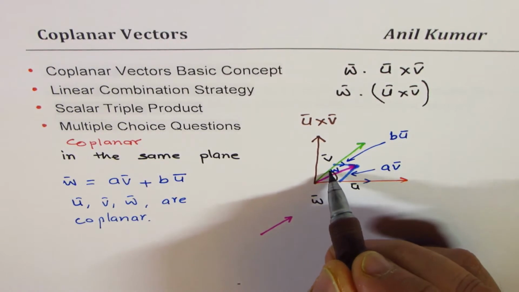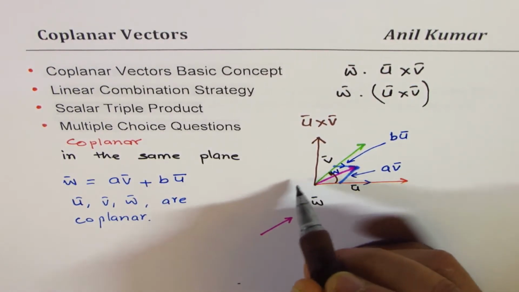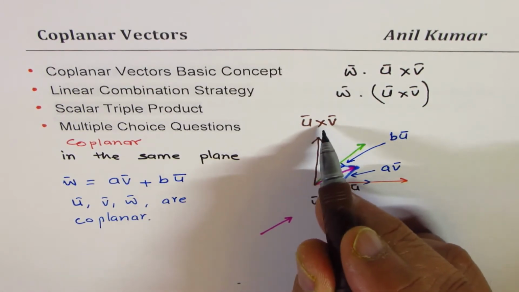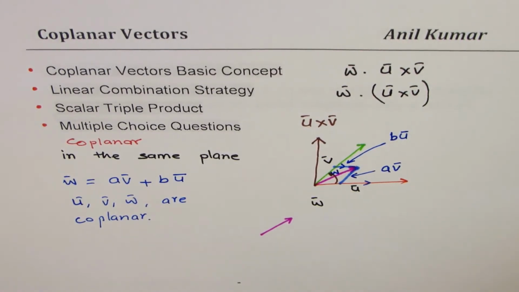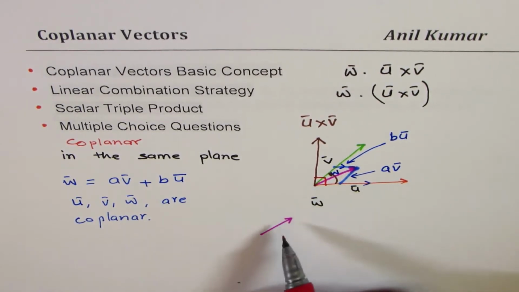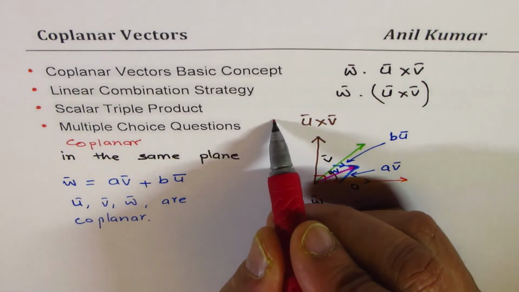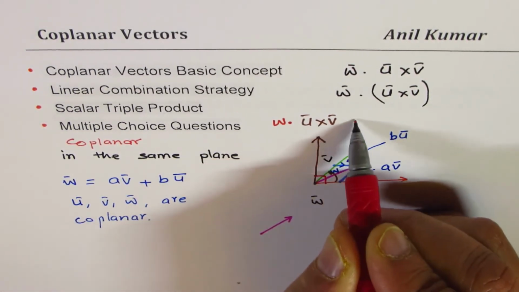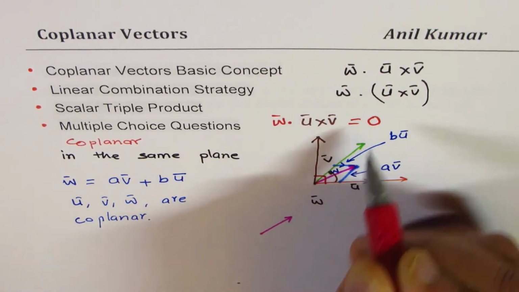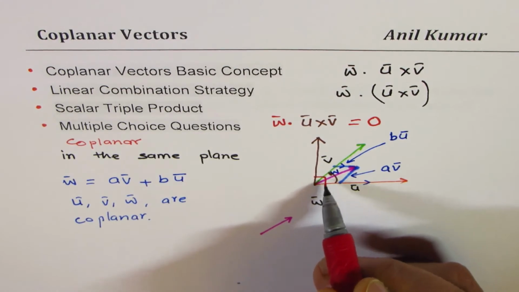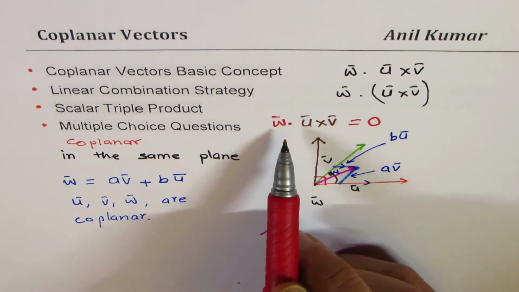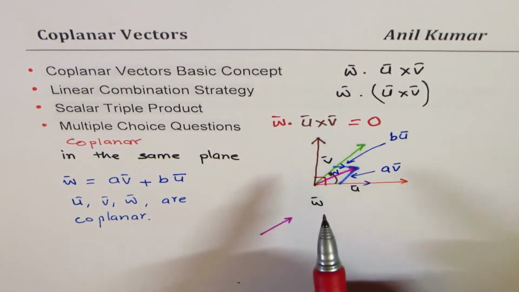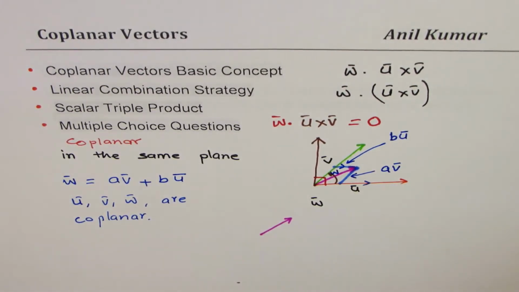See, if I move from U to V, then like a right hand screw rule, it will move upward. So we get U cross V, which will be pointing up from this paper, making an angle of 90 degrees with the paper itself. So it is perpendicular to the paper. Now, if W is on the paper, then W dot U cross V will be equal to 0. Perfect. Since W is also going to make a 90 degree angle with this normal to the paper. So that is a very good way to verify if given three vectors are coplanar or not, right?